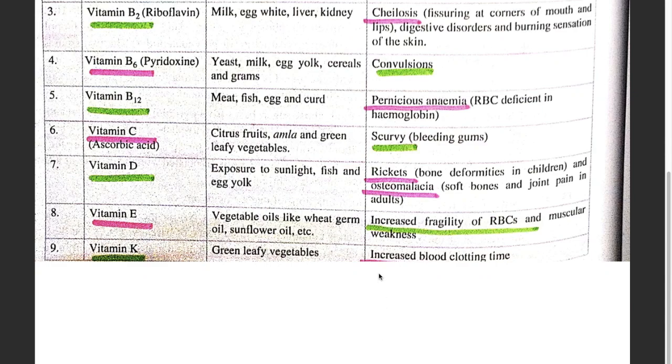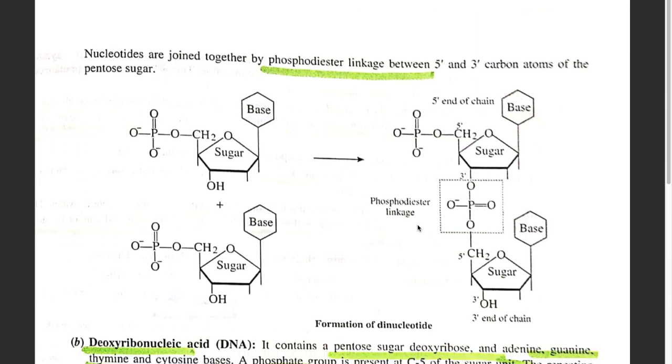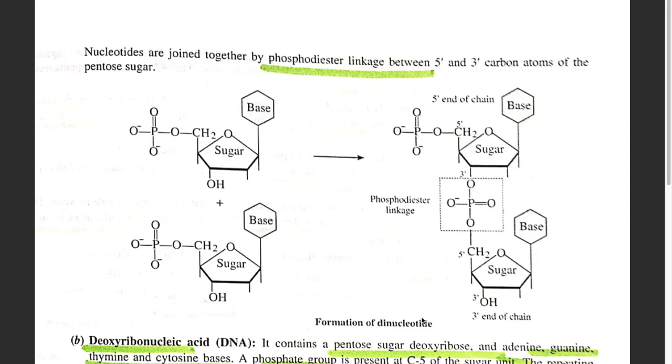Now we will learn about the nucleotides. They are joined by the phosphodiester linkages. This comes as a 1-mark question. Phosphodiester linkages are the linkages between the 5' and 3' carbon atoms. Remember, the linkages in case of carbohydrates are glycosidic linkages, in case of proteins are peptide linkages, and in case of nucleotides are phosphodiester linkages between the 5' and 3' carbon atoms of the pentose sugar. So you can see the phosphodiester linkages resulting in the formation of a dinucleotide.